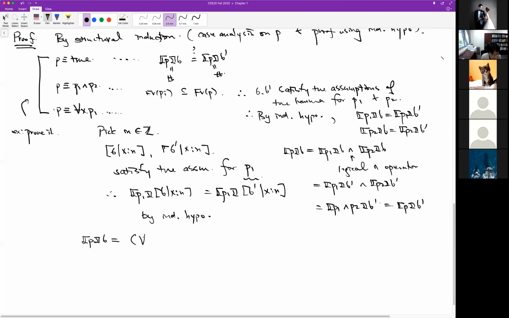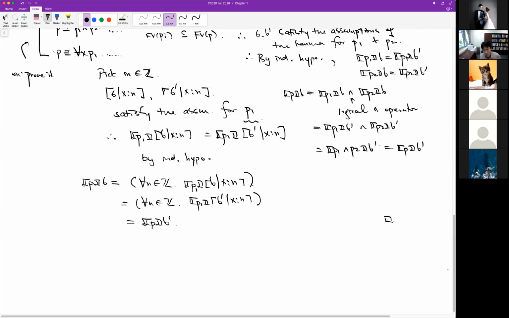So now we go back to the original one, P of sigma. That is equivalent to saying it's true when, for integer n, P1 of sigma[x to n] has to be true. But as we showed, this is the same thing as P1 of sigma prime[x to n] being true, and that's the same thing as P of sigma prime being true. So the proof is not very difficult, but I go through it so that you know how to complete this type of structural induction proof.